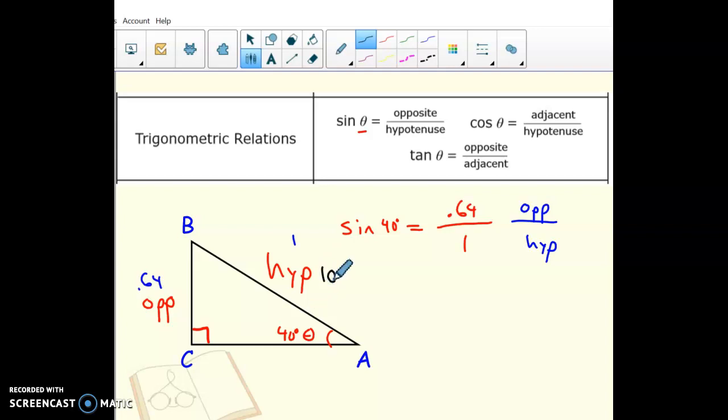It was 10. Well, we know that the ratio is for every 1 unit we have here, there's 0.64 over here. So this is where you can do the cross product thing and say, okay, we know the ratio of opposite to hypotenuse is 0.64 to 1. So now if I have 10 in my hypotenuse, I can ask, what would that be in the opposite?